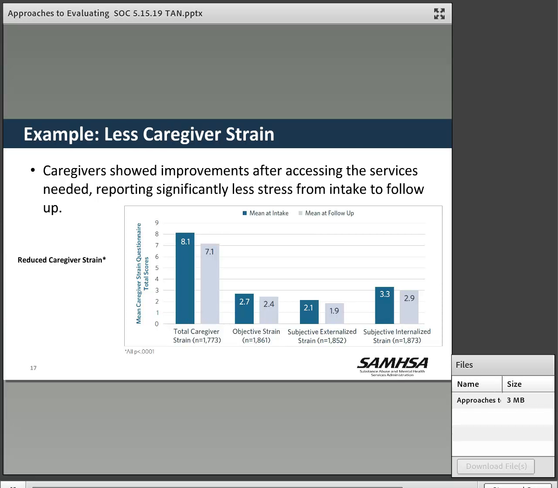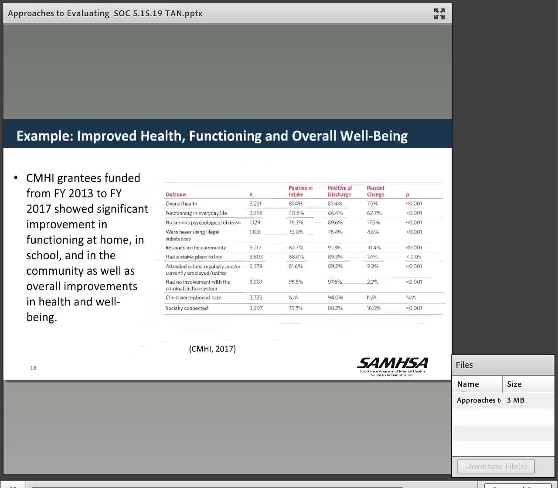Caregivers also show less strain. And we have different types of strain measured by the caregiver strain questionnaire. There's total overall strain. There's the objective strain, which has to do with aspects in which the strain may impact people's lives directly, things like being able to hold a job or get around and do things like that, go to school. Subjective externalized strain, which is how people feel strained, and then internalized strain, which is how they feel psychologically. So across the board, caregivers report significantly less strain after receiving system of care services. So those are all good positive outcomes.